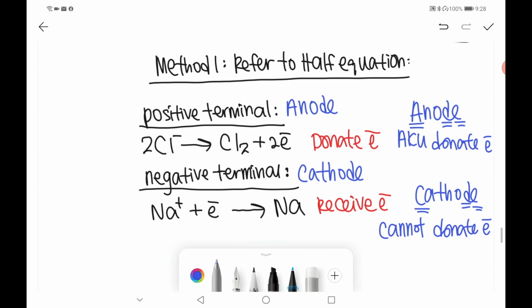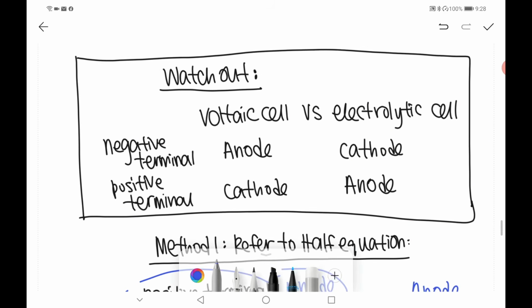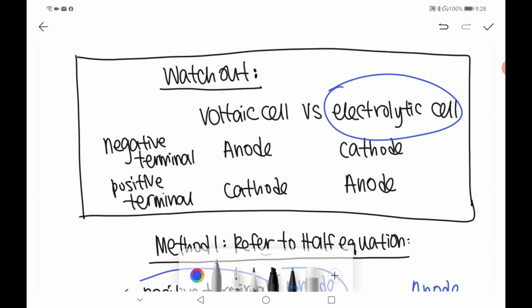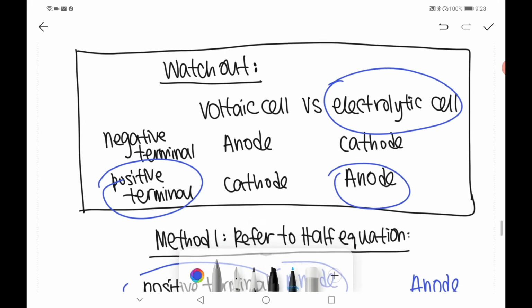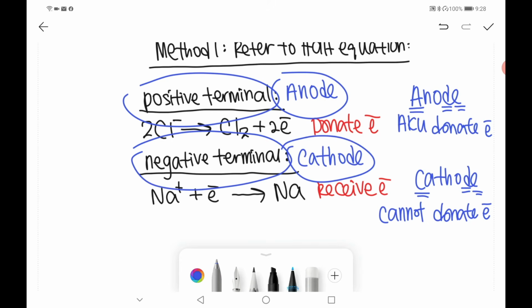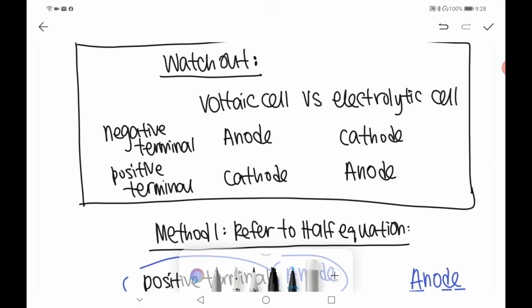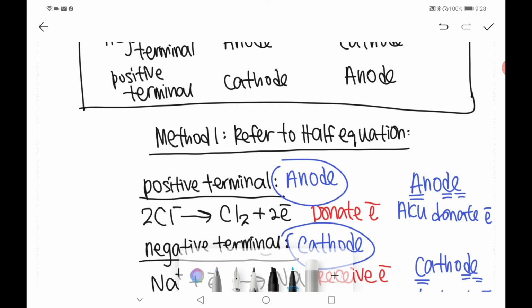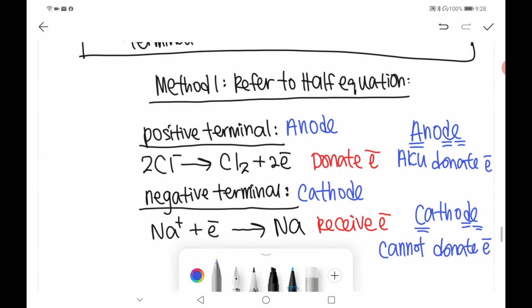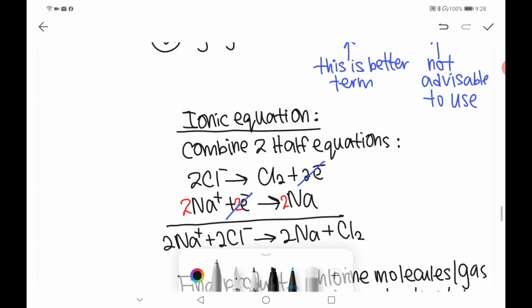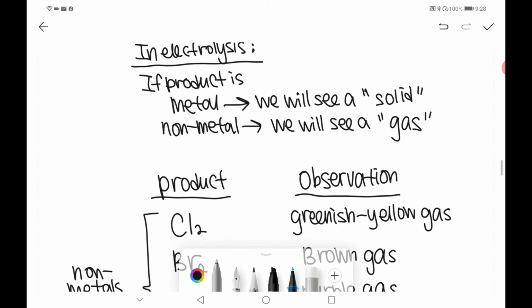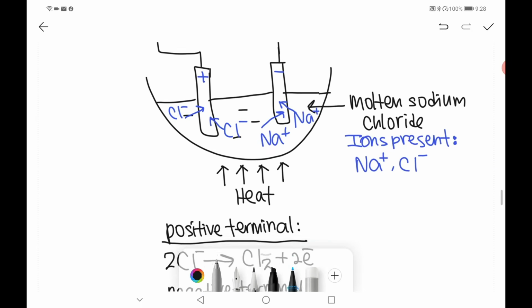Makes sense, right? Positive terminal, anode. Look at your electrolytic cell: positive terminal, anode; negative terminal, cathode. So this is how we decide anode and cathode. You write the half equation first. From the half equation, you see whether they donate or receive electron. If they donate electron, then it's anode. If they receive electron, then it is cathode. This is one of the ways.